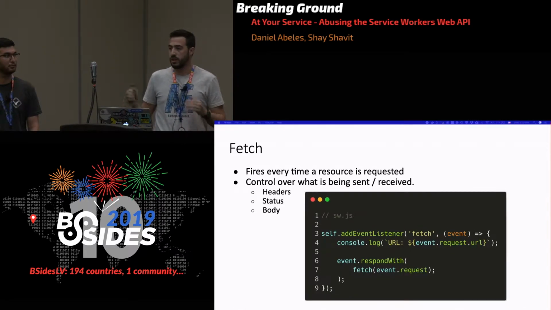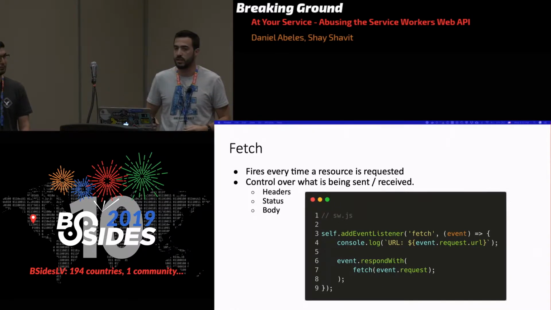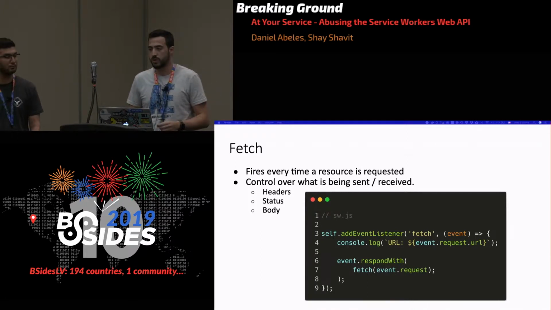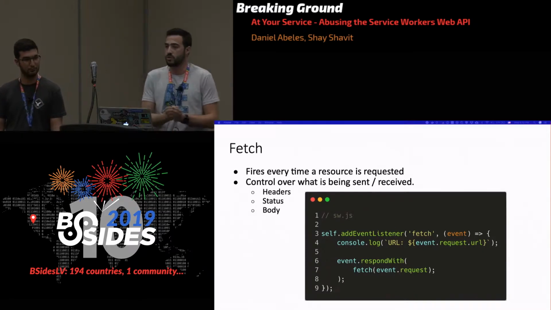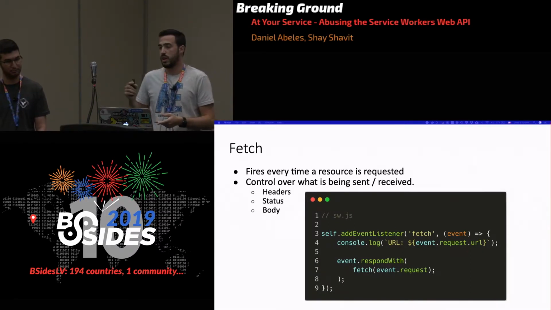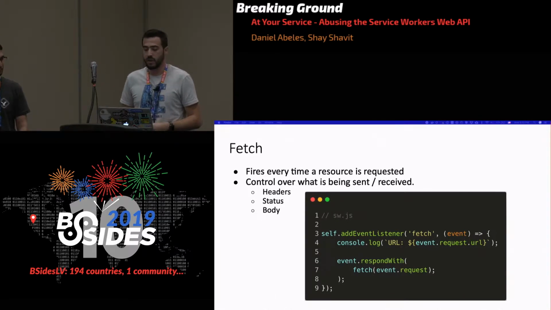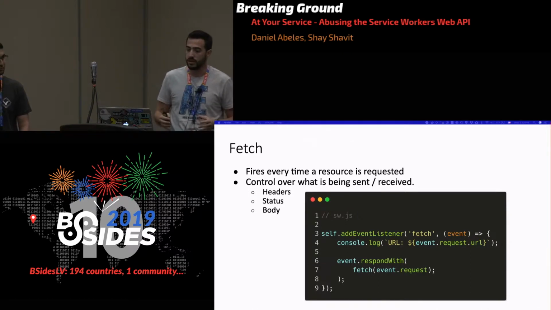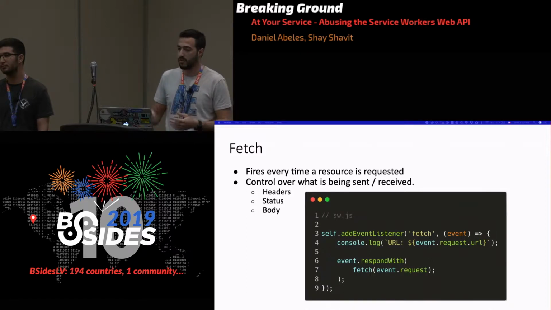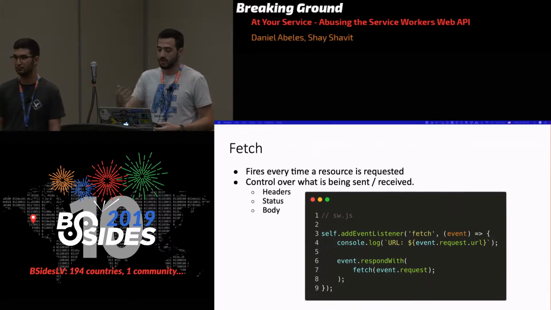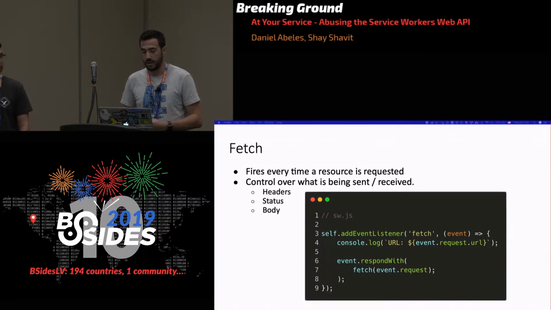Now that we are done with all the steps, the registration, the installation, and activation, we can start listening for events and messages. One of the most crucial events for us is the fetch event. The fetch event occurs every time the browser tries to request a new resource, an image, a JavaScript file, a web page, whatever. In this event, we have control over the entire request, meaning we can see the headers, the status, and the body. And we can respond either with a fetch request to fetch the resource from the server, or we can respond with the cached version we stored on the last event.